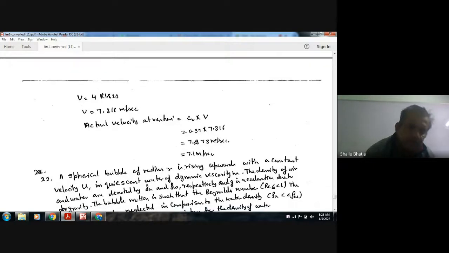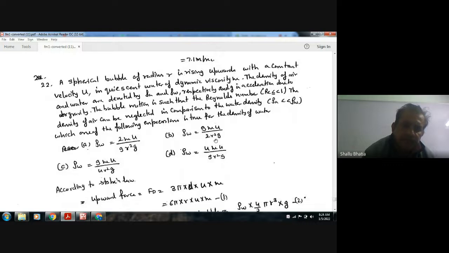Next, a spherical bubble of radius r is rising upward with a constant velocity v in a quiescent water of dynamic viscosity mu. The densities of air and water are denoted by rho a and rho w respectively. If g is acceleration due to gravity, the bubble motion is such that the Reynolds number Re is less than 1. The density of air can be neglected in comparison to water density, rho a is very much less than rho w. Which one of the following expressions is true for the density of water?